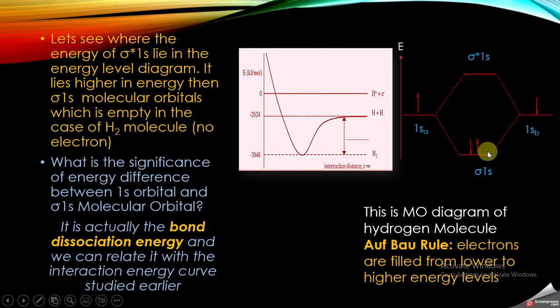So what is actually the significance of this distance between the bonding molecular orbital and the anti-bonding molecular orbital? If you recall our previous lecture, it is actually the same bond dissociation energy that we evaluated through this interaction energy curve for the hydrogen molecule. So this bond dissociation energy will be the same as this difference of energy from the molecular orbital theory.